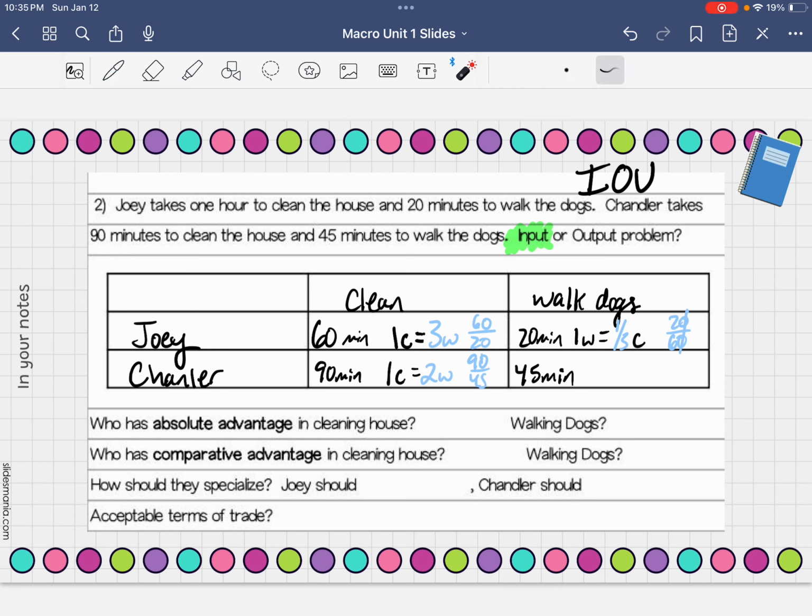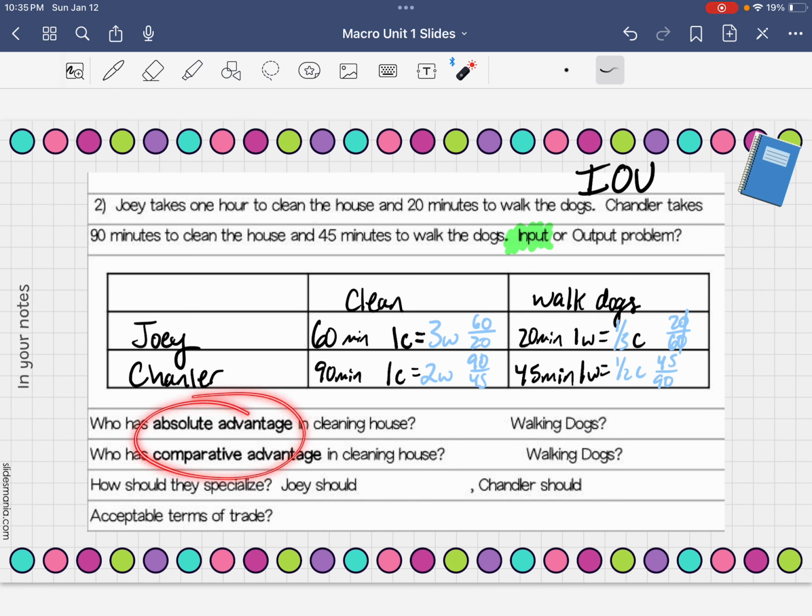In this one, we're going to go input, other goes under, 45, 90. And in this scenario, one walk the dog. The time it takes to walk the dog once, he could have cleaned 1/2 of the house. In the time it takes him to clean the house, he could have walked the dogs twice. So now we're going to just take a look at these numbers and figure out who has the comparative advantage.